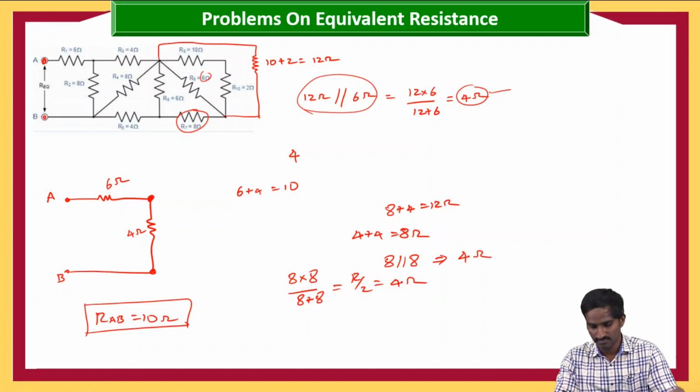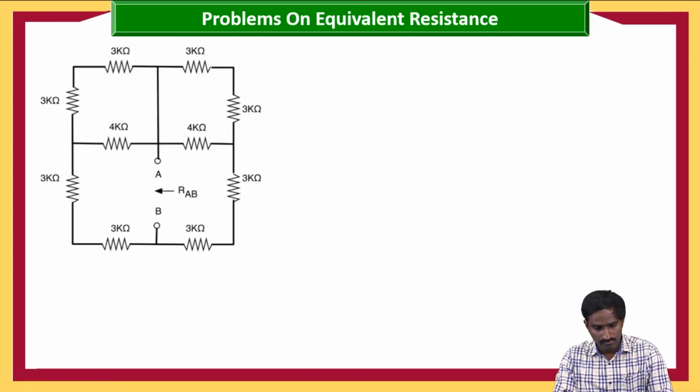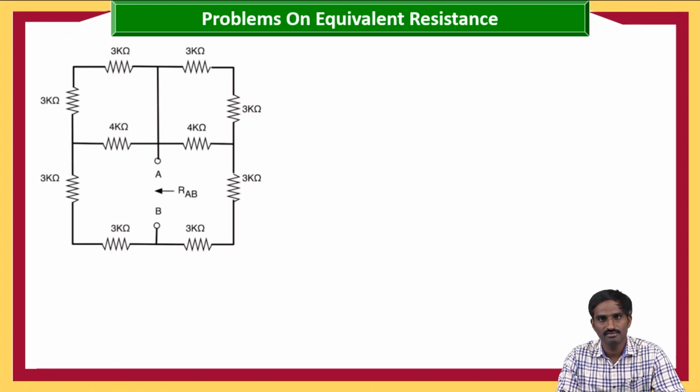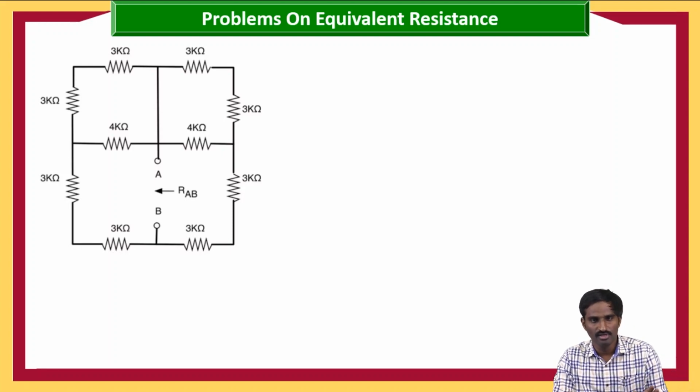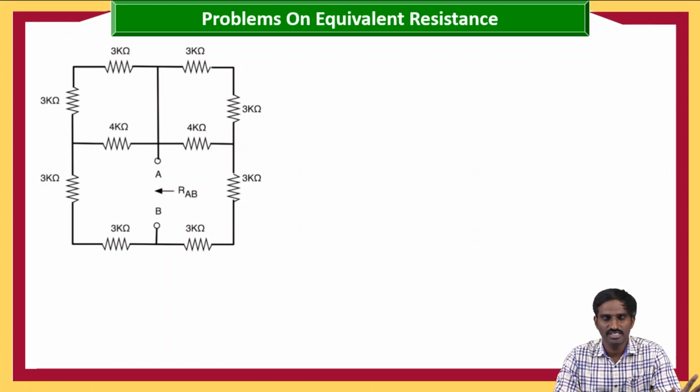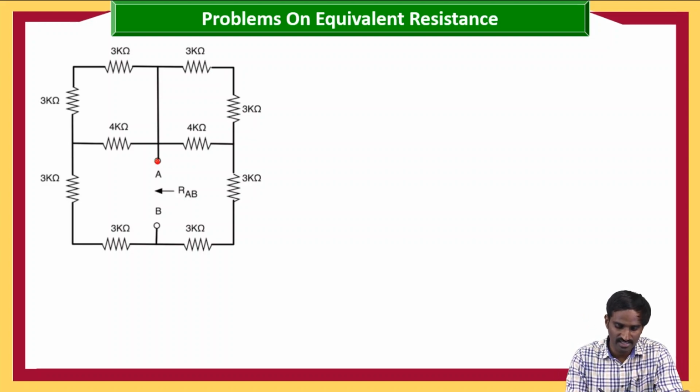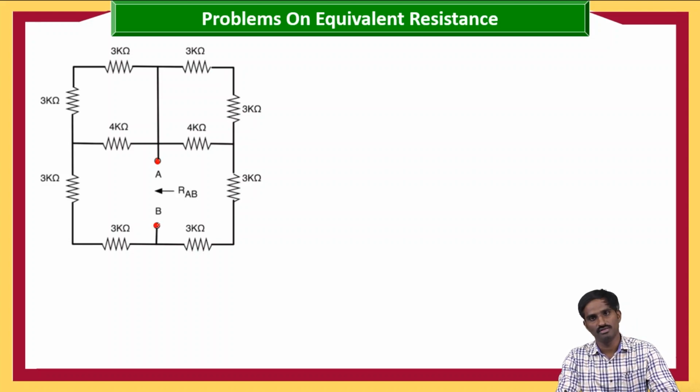Very simple, right? Right. Then, as you can see, as of now we have seen circuits where we need to find the equivalent resistance between the left hand side terminals. We started from the right hand side. Now here the terminals are inside the circuit. So we have to find the resistance between these two terminals. Then how to find the resistance between these two terminals?